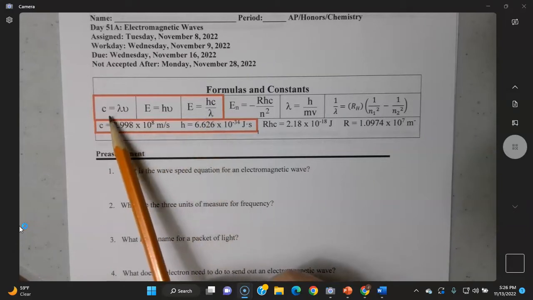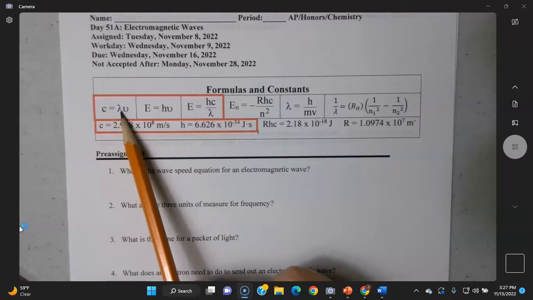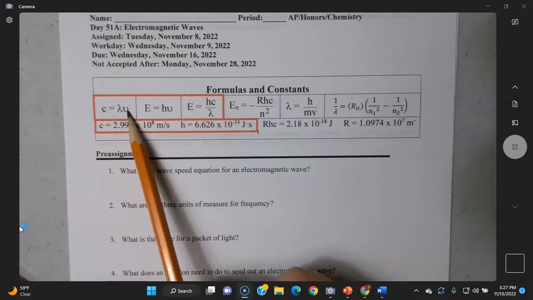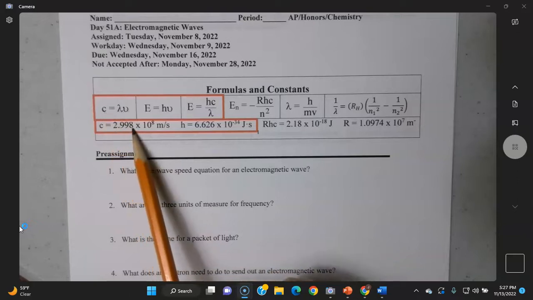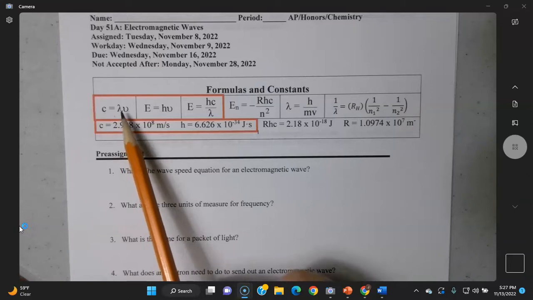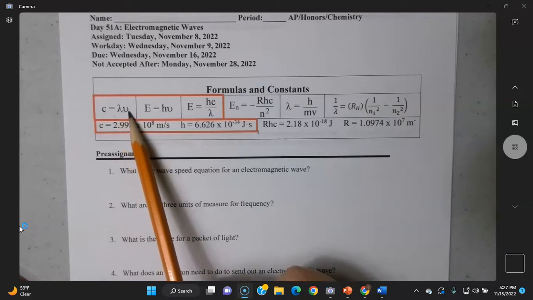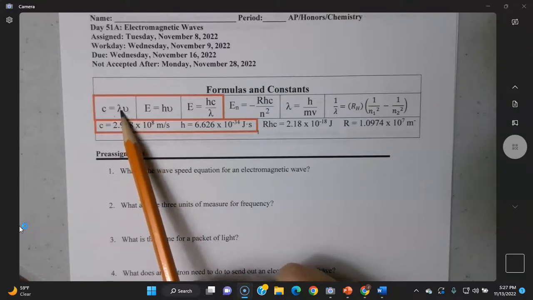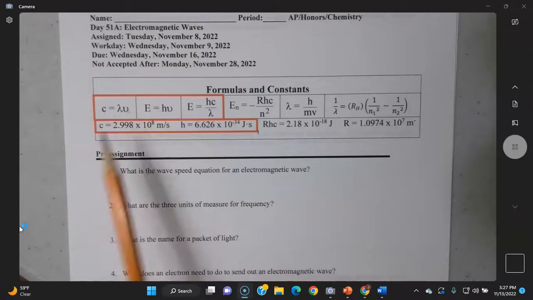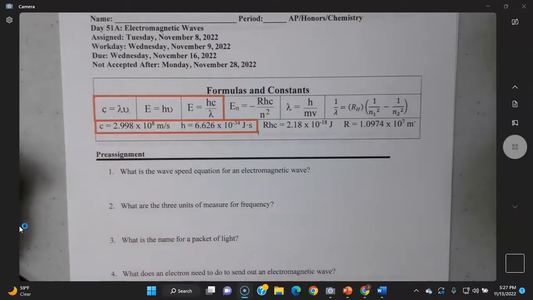One is the electromagnetic wave speed equation, which says that the speed of light equals the wave speed of a wave times its frequency. So these two numbers multiplied together have to equal a constant. We're going to call this 3 times 10 to the 8th meters per second. So if the wavelength gets longer, the frequency gets smaller. And if the wavelength gets shorter, then the frequency gets higher. It's a much higher frequency.